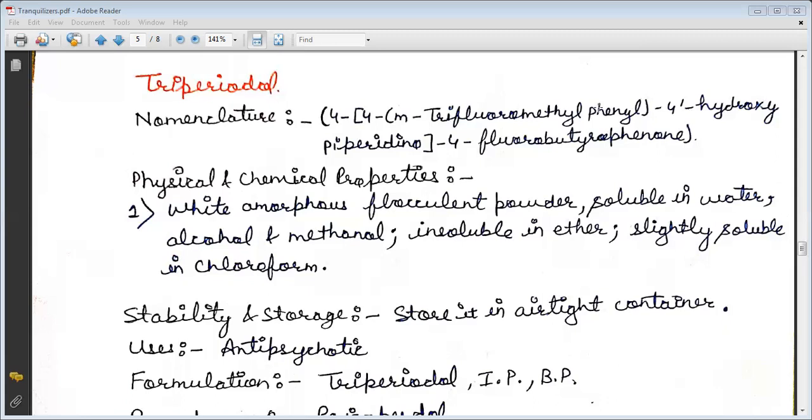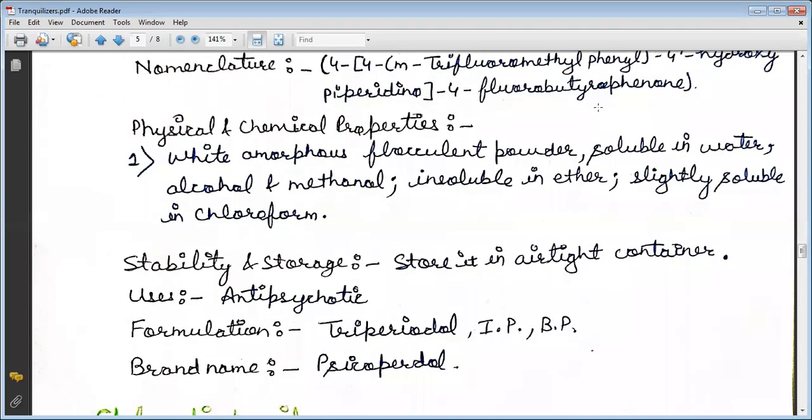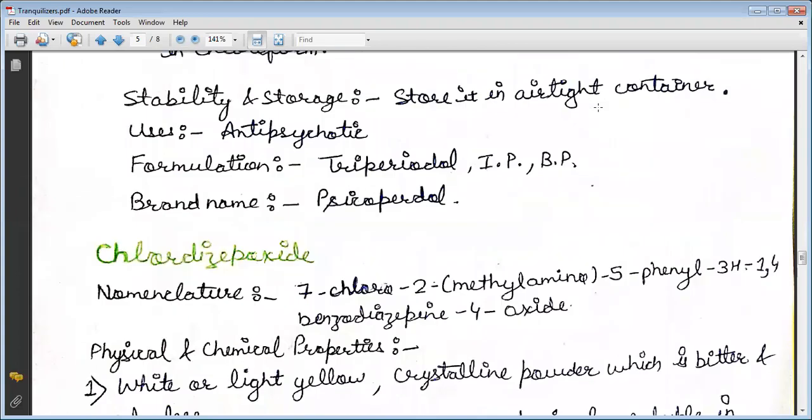It is being used as antipsychotic. The formulation available is triperidol IPBP. The brand name available is Psychoparidol. The next drug is chlordiazepoxide.